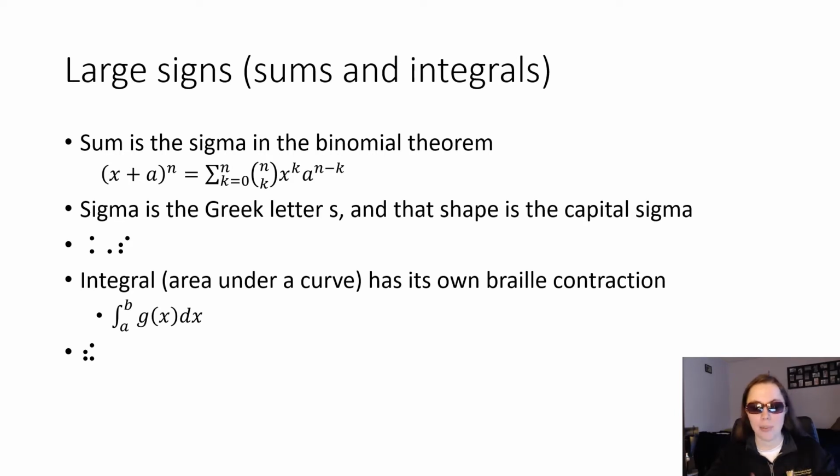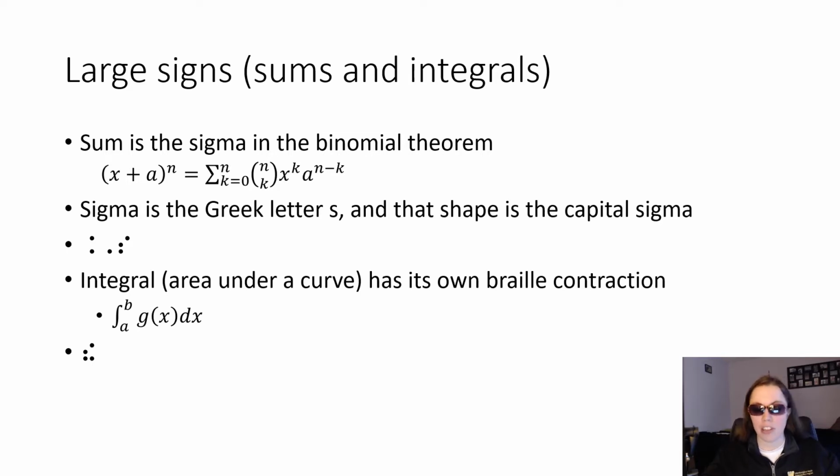To Braille that, you need to know that that big kind of capital E looking thing is actually a capital Greek sigma. And to Braille that, we use the Greek letter indicator .46, then the capital, then the S because it's the Greek sigma.